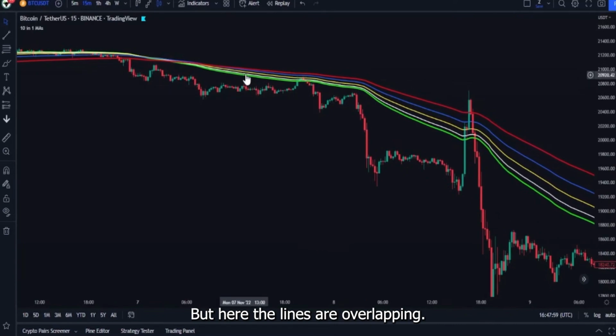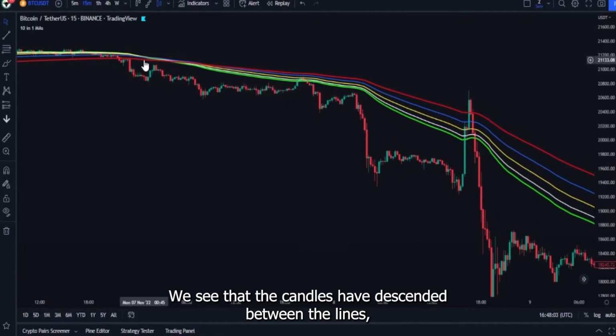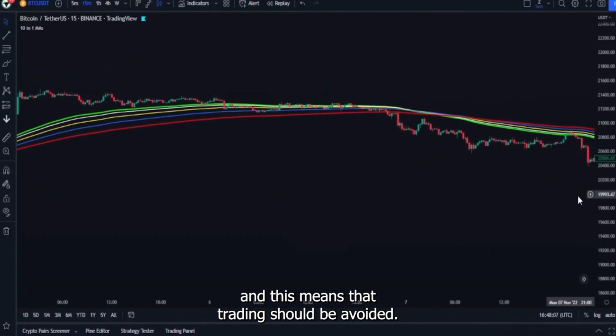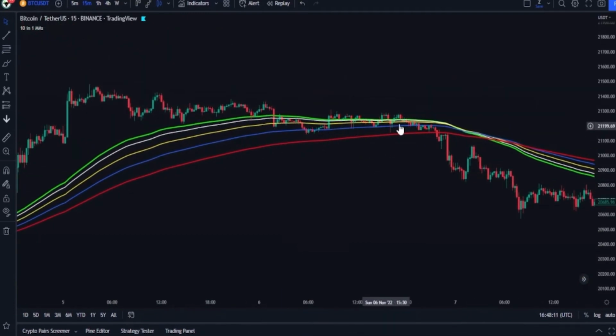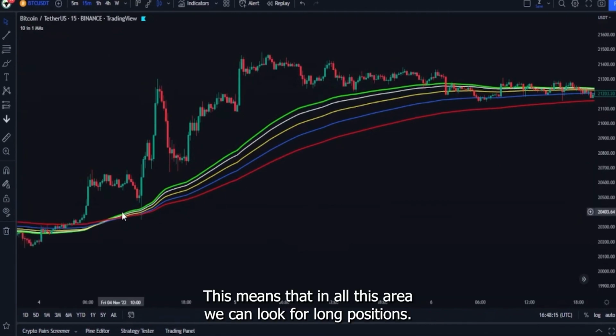But here, the lines are overlapping and we can't look for anything. Here too, we see that the candles have descended between the lines and this means that trading should be avoided. As from this point, we see that the long order of the lines began to form. The upper line is the green one and the lower line is the red one. This means that in all this area, we can look for long positions.